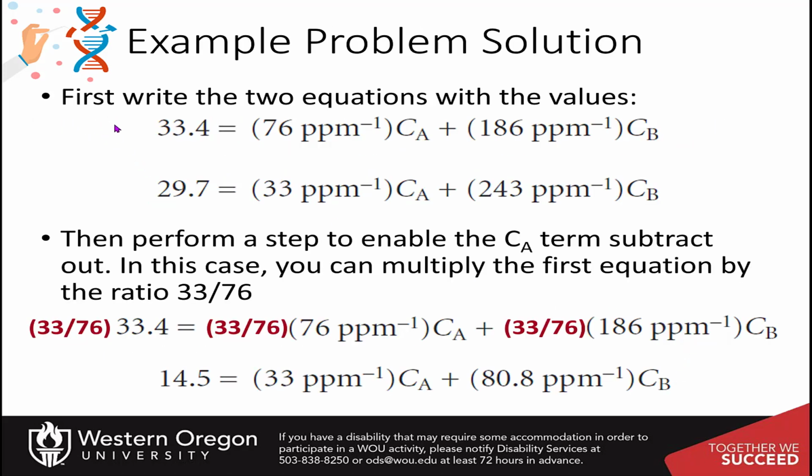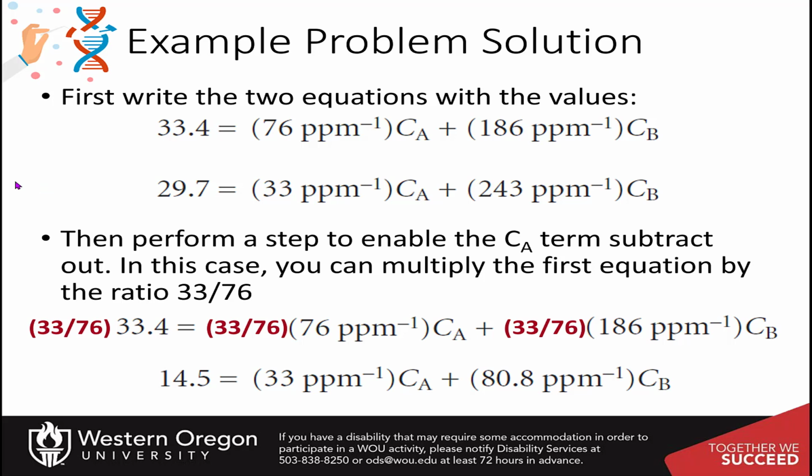So then we need to write out our two equations with the values that we know. You can see here we've got the signal for condition 1, and then we just put in the sensitivities, or the constants, for A and for B. In this case, we've got concentrations. And then for sample 2, or condition 2, we have our values as well.